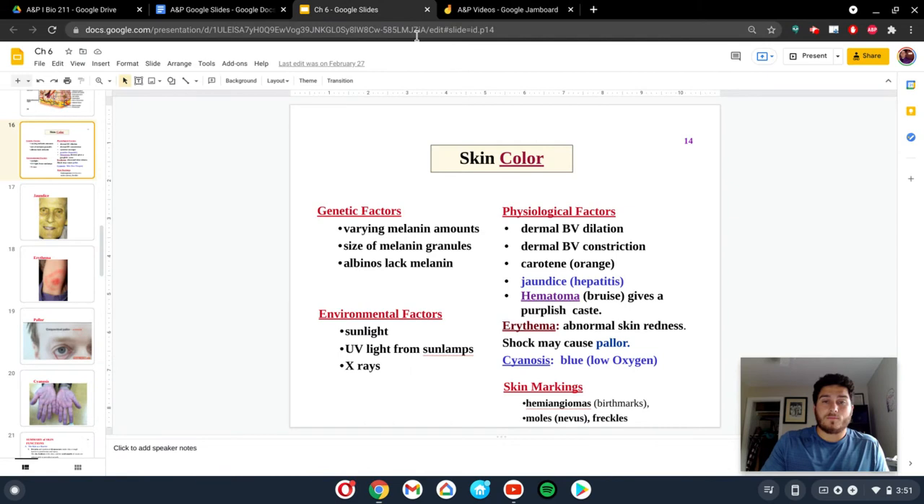The next thing we could talk about is the environmental factors. And these kind of tie in together, evolutionarily speaking. Environmental factors could include things like sunlight, UV light, so sun lamps technically if you're going tanning, X-rays. These are all things that can interact with your skin. Talking about sunlight first, the UV light from the sun or from UV light lamps is going to interact with the DNA within the skin cells and could cause mutations to occur. That's a little more dramatic.